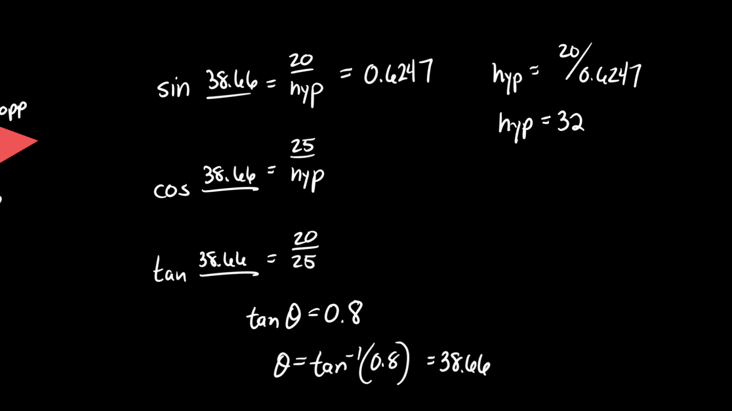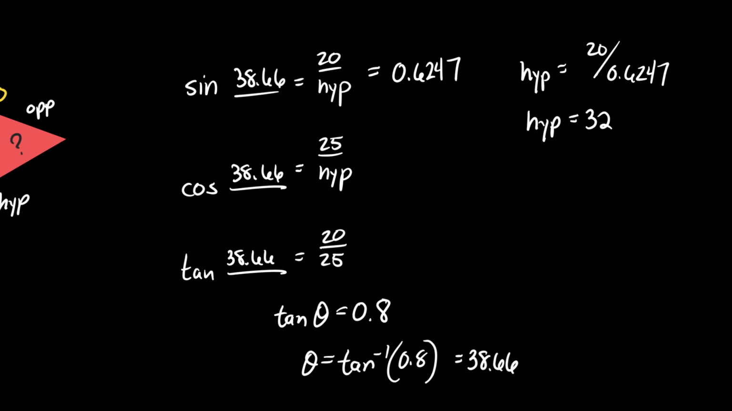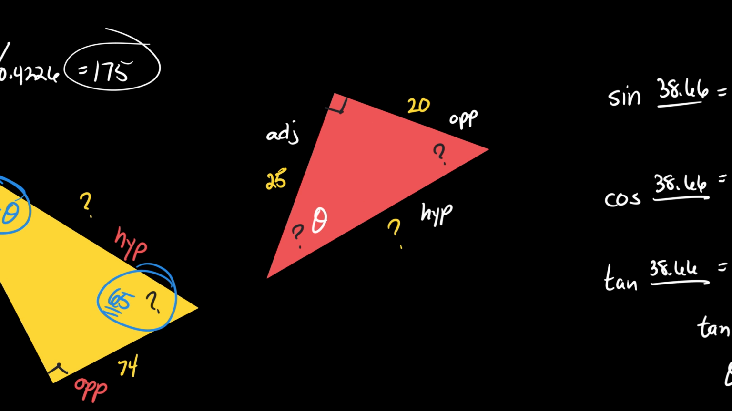Again, lots of ways to check your work. I could use the Pythagorean theorem. I could do 25 divided by 32 and see if it equals the cosine of 38.66. Lots of ways to check your work. But by the time we're done, we should have the triangle solved.